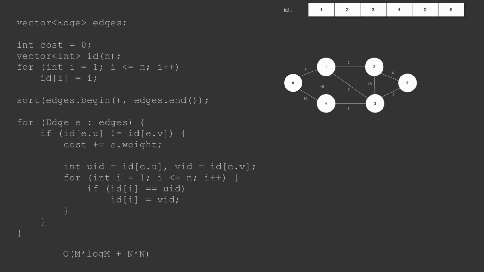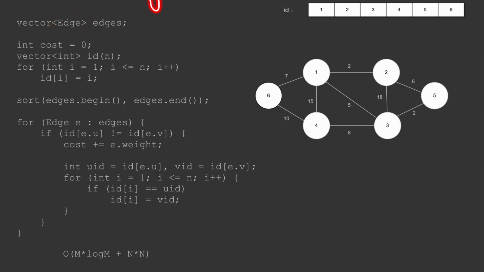Now let's try to understand the basic implementation of Kruskal's algorithm. Let's say you have all the edges here. This ID will tell us in which subtree our current node resides. Every single edge will have U, V, and it will have a weight.